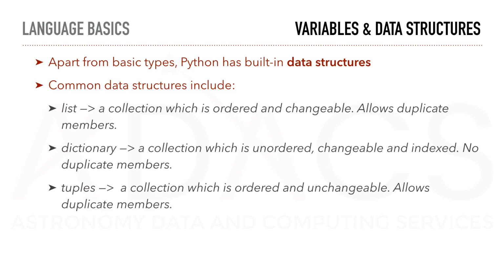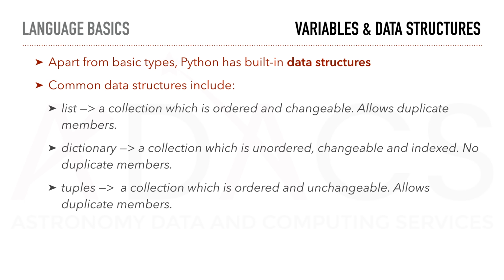Now, let's move on to data structures now that we know how to define a variable. For storing and processing more than a single point of data, Python comes with built-in data structures such as lists, dictionaries, and tuples. Lists are a collection that is ordered and changeable. It also allows duplicate members. Dictionaries is a collection that is unordered, but still changeable and indexed. It does no longer allow duplicate members. And finally, tuples. Tuples is a collection which is ordered and unchangeable. It does allow duplicate members, however.